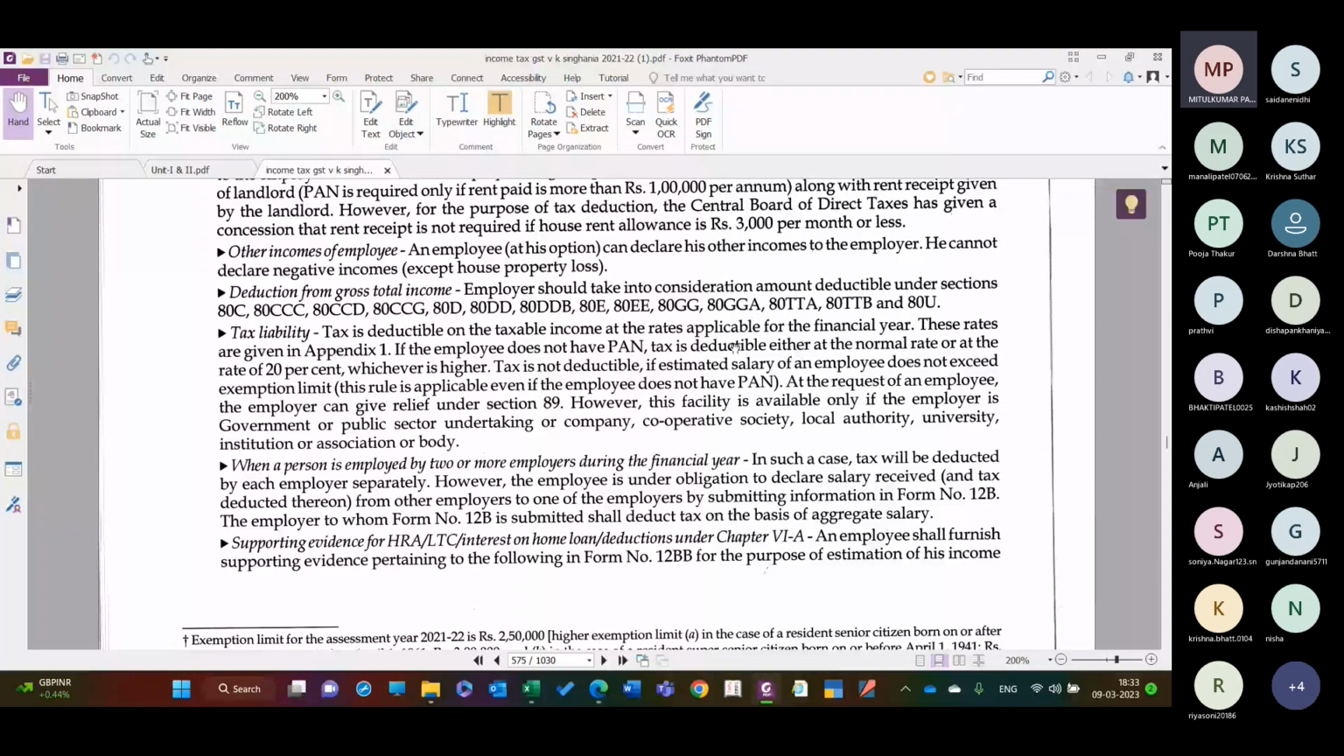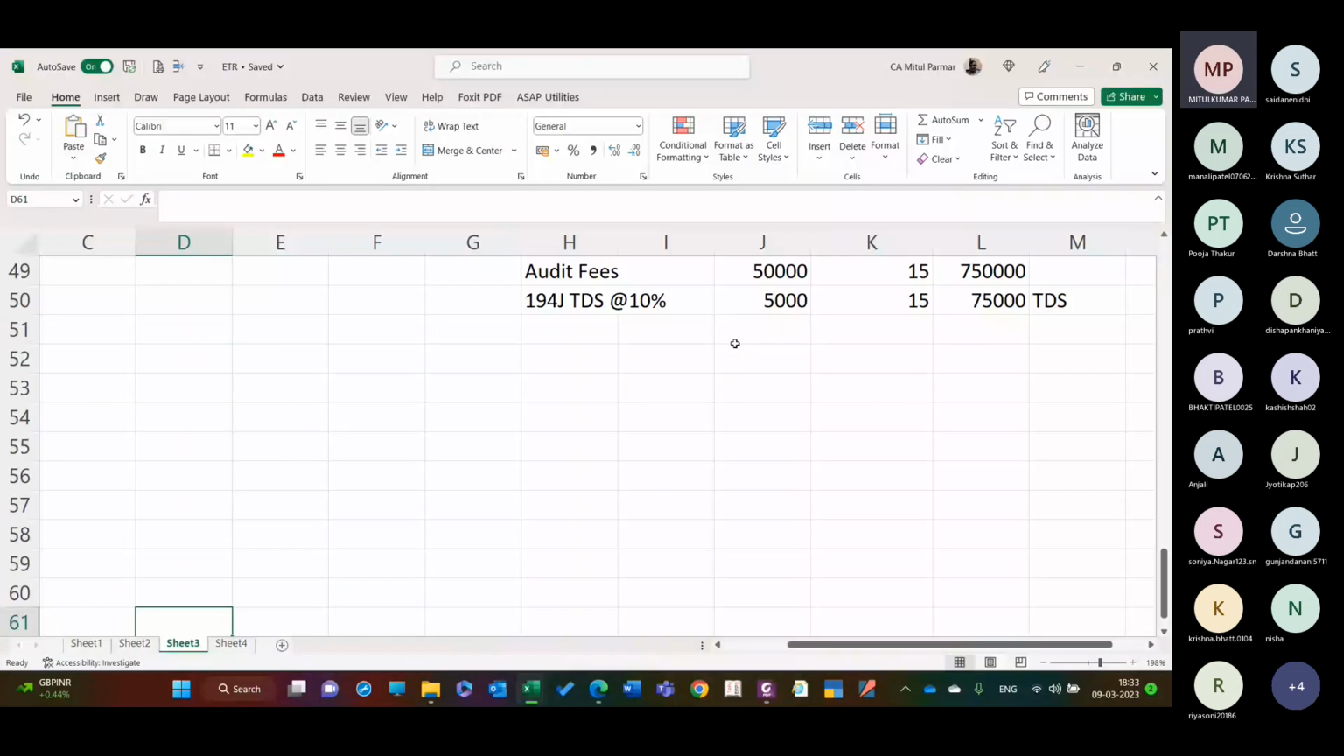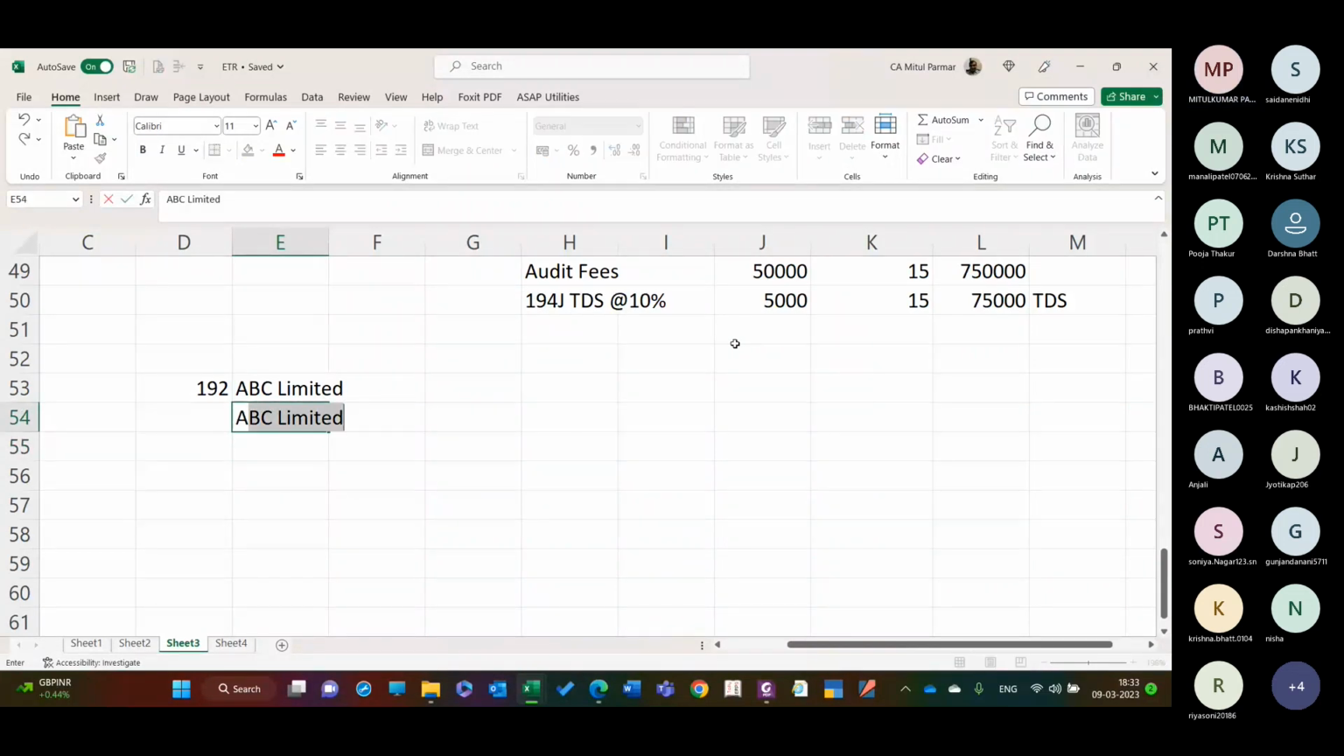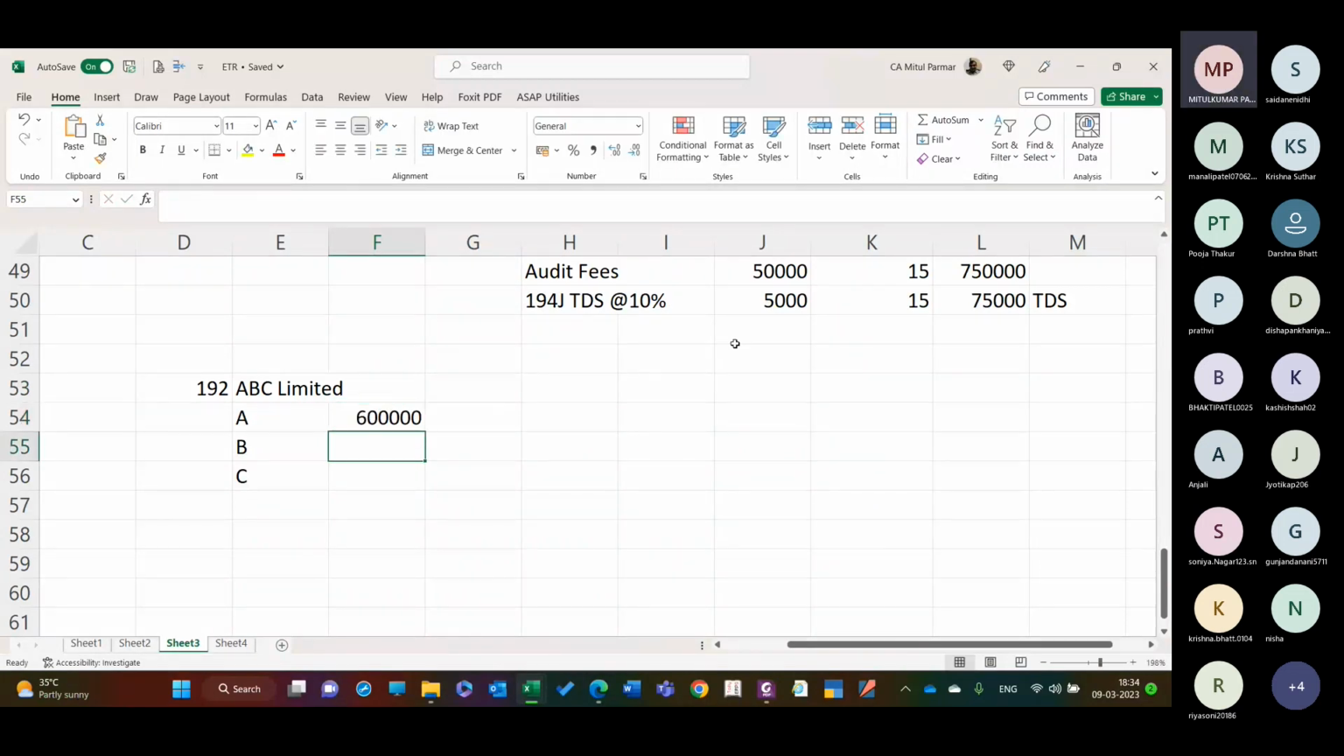So let's take a simple example. Let me give you 192. There is an ABC Limited. A, B, and C are the 3 employees, and ABC Limited is the employer. Suppose the annual salary of A is 6 lakhs, the salary of B is 7 lakhs, and C is 10 lakhs. This is the salary structure.